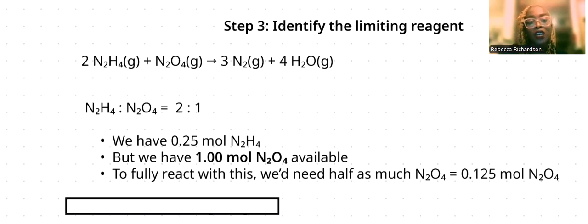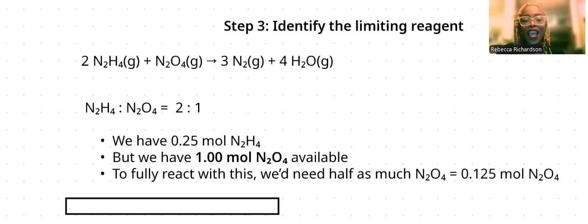For every 2 moles of N2H4 that reacts with 1 mole of N2O4, we have this ratio of 2 to 1. And because we have, remember from our last question, 0.25 moles of N2H4 and 1 mole of N2O4, in order for all of this N2H4 to react, we only need half as much of the N2O4, which is 0.125 moles. But we have 1 mole of that reactant, so we have an excess of it.